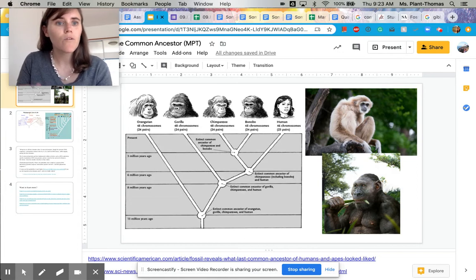So again, we did not evolve from chimpanzees. It's that chimpanzees and us, we have a common ancestor that was relatively recent. 6 million years ago on the scale of Earth's history is actually relatively recent.